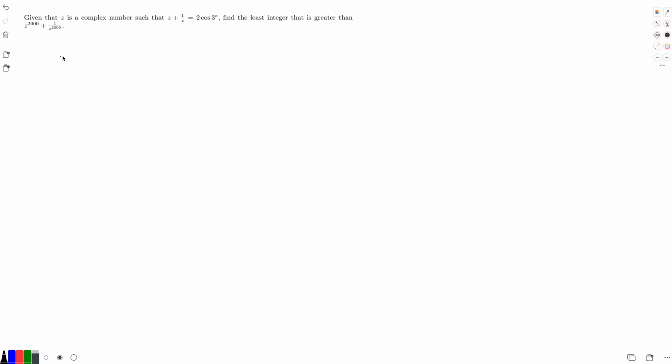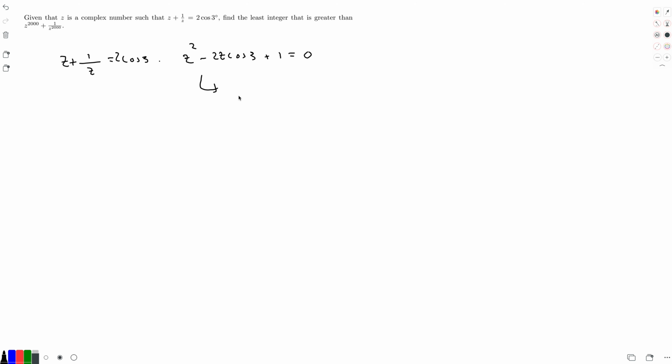Okay, so let's first work with what we have. z plus 1 over z is equal to 2 cosine 3. And then multiplying by z and bringing over the 2z cosine 3 gives us z squared minus 2z cosine 3 plus 1 is equal to 0.